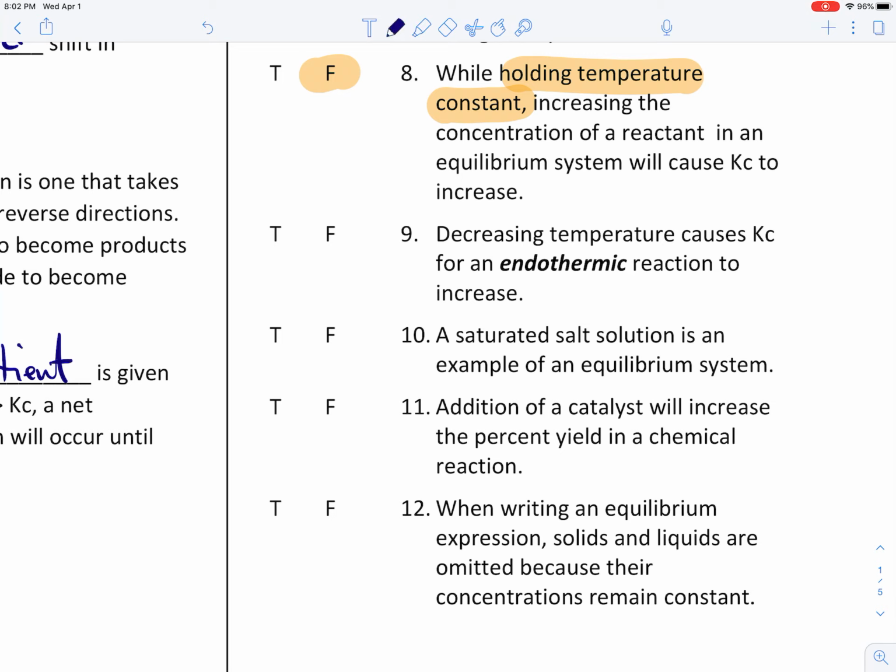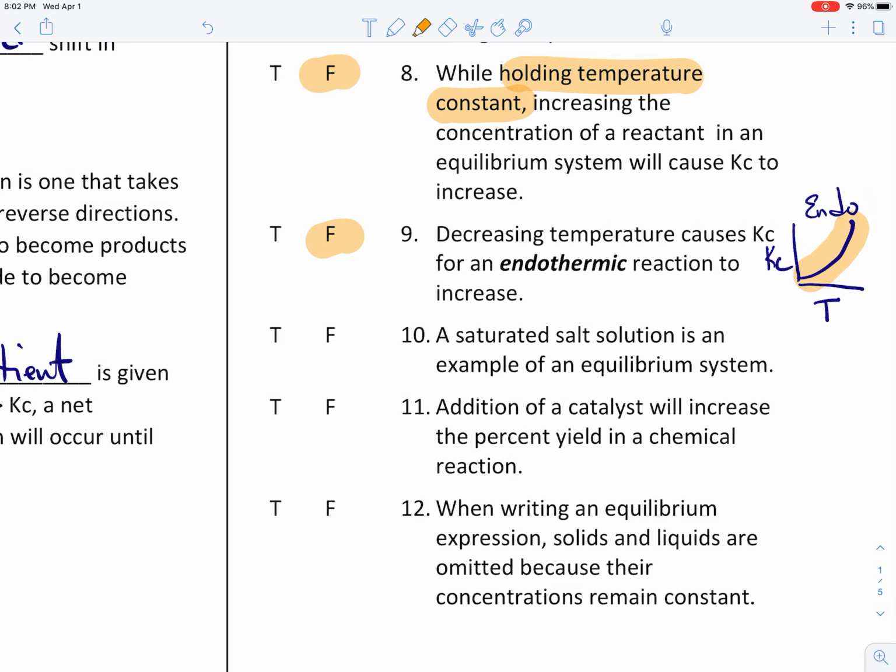Question 9 says decreasing temperature for an endothermic reaction would cause the Kc to increase. Well, to answer that, remember the graph that we saw with temperature and how it affects Kc values. There was a graph for endothermic and a graph for exothermic reactions. For endothermic reactions, the graph looks something like that. Now, this said that decreasing temperature would cause Kc to increase. But as you can see in the graph, if you were to lower the temperature, the Kc gets smaller. So this statement is false.